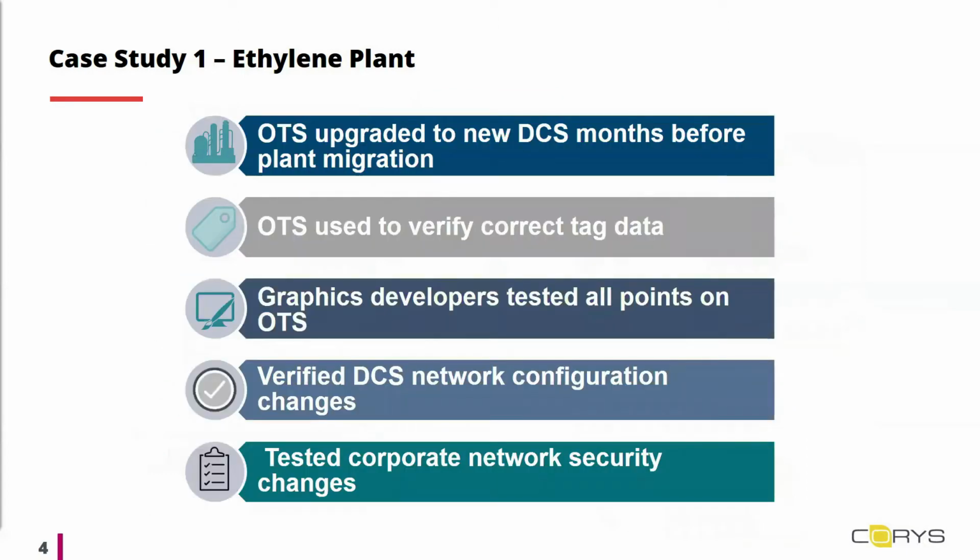On one of their process units, they were going to undergo a DCS migration, and the simulator played a vital role in the successful rollout of this. The OTS was actually upgraded to the new DCS months before the actual plant DCS migration. This allowed operations to provide their input on graphics, layout, and functionality, and it allowed them to practice procedures on the new DCS before going live in the plant.